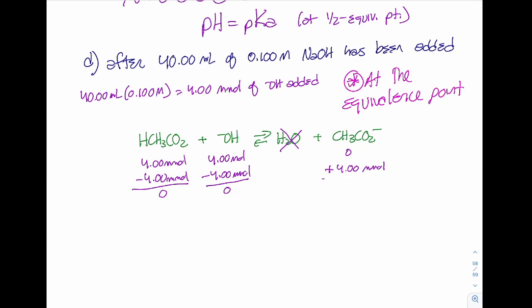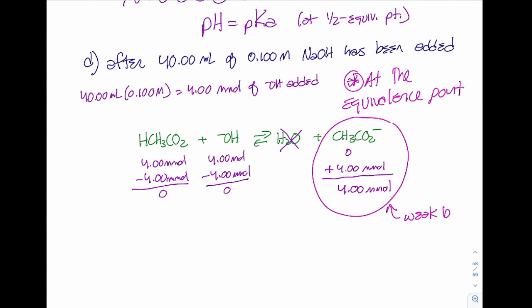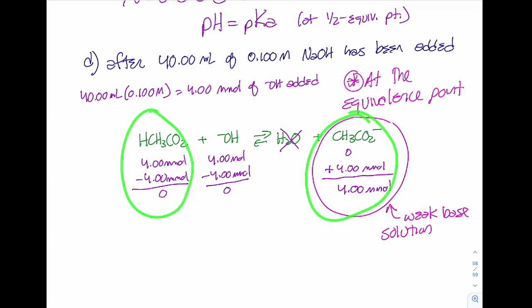I do have to add it to my product though, because acetate ions are basic. They are going to react with water, right? If it was just water, we could ignore it, but I don't have just water. So if I go over here, what I have, right, the only thing that's not 0 is a weak base. So this is a weak base solution. I don't have a buffer anymore. If I had a buffer, I would have to have both of these, right? I'd have to have both of these. I don't have that. What I have is only a weak base.